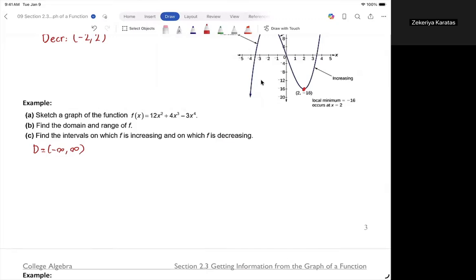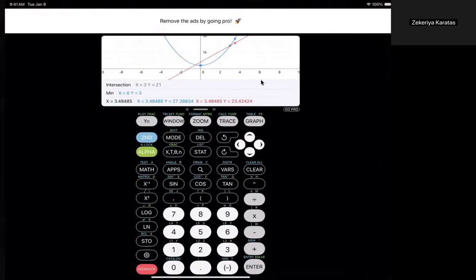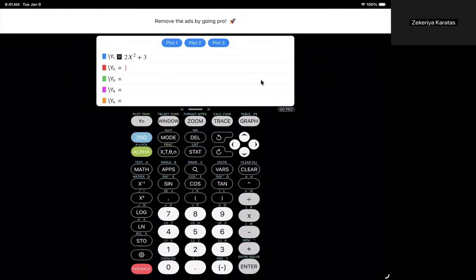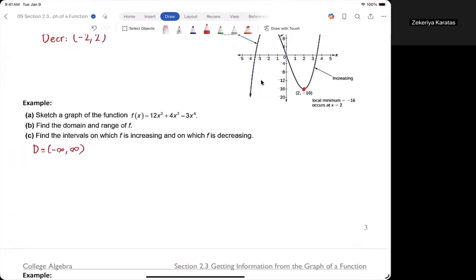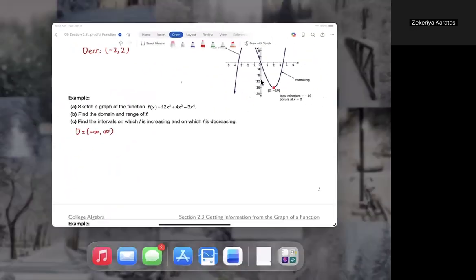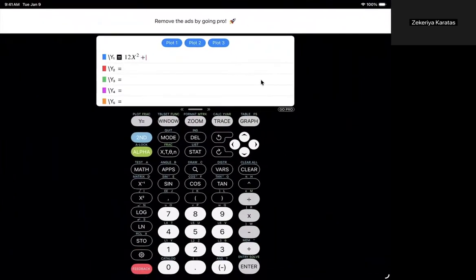So let's graph that. Let's clear this one. 12x squared, and then plus 4x to the third, and then minus 3x to the fourth, and then I graph this.